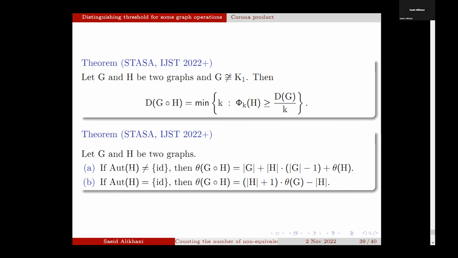You see here, if the automorphism group of H is not the identity, then we can obtain the distribution threshold of G circ H by this formula. And if the automorphism group of H is the identity, then we have this formula.